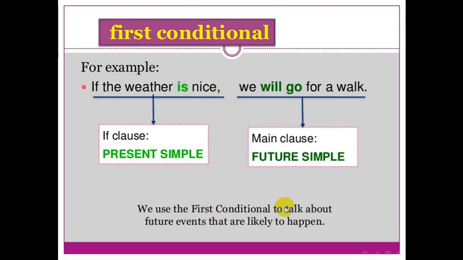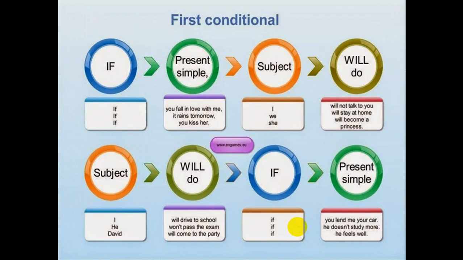We use the first conditional to talk about future events that are likely to happen. نستخدم الجملة الشرطية من النمط الأول للحديث عن أحداث مستقبلية محتملة الحدوث أو أتوقع حدوثها. Let's look more into the sentence structure. الآن دعونا نفصل أكثر تركيبة الجملة. We start with the if clause. نبدأ ب if أداة الشرط ثم present simple then the subject ثم الفاعل then will do will plus verb in the infinitive.